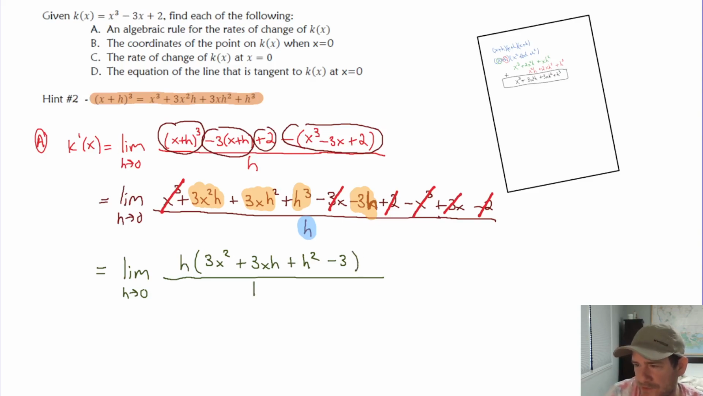And then of course in the denominator we have our h, and of course we now know that those h's cancel. And it doesn't matter that you've got a few more h's in the numerator. That's fine. That's how we get our final derivative. Don't forget this. The whole point of all this is we're finding k prime.